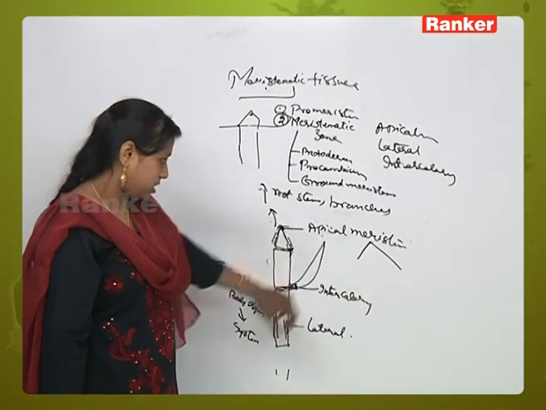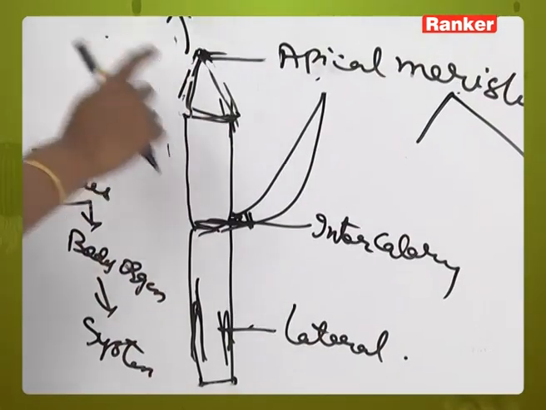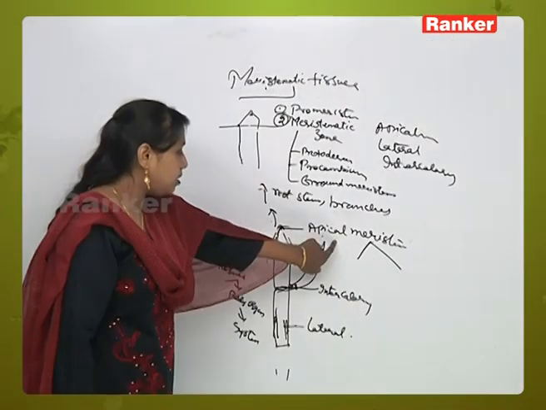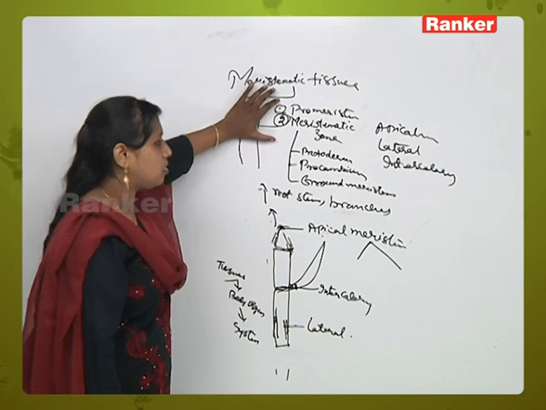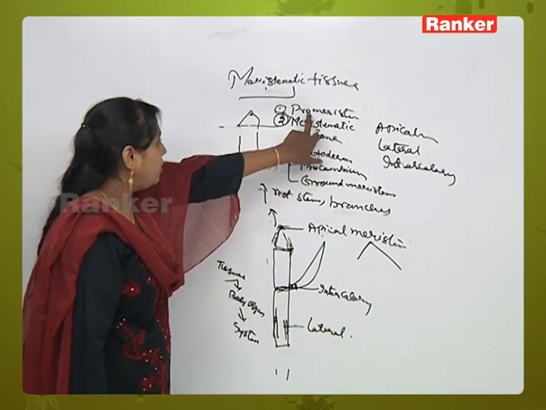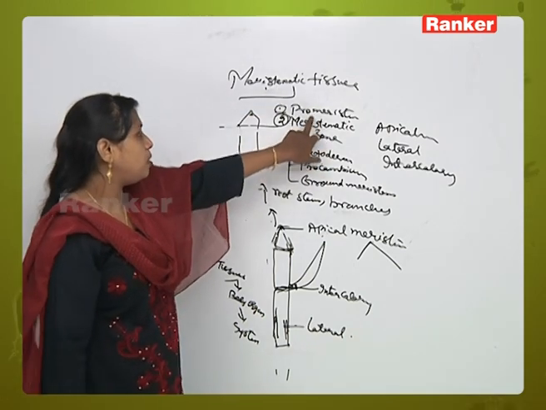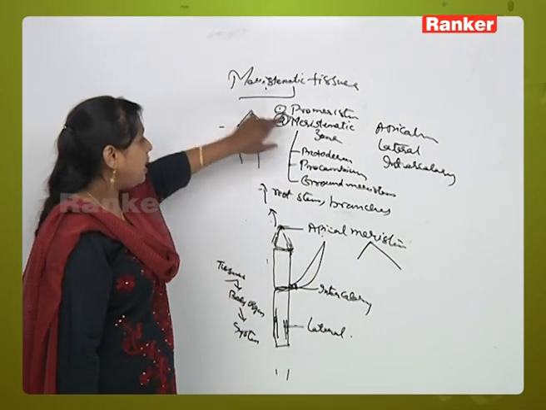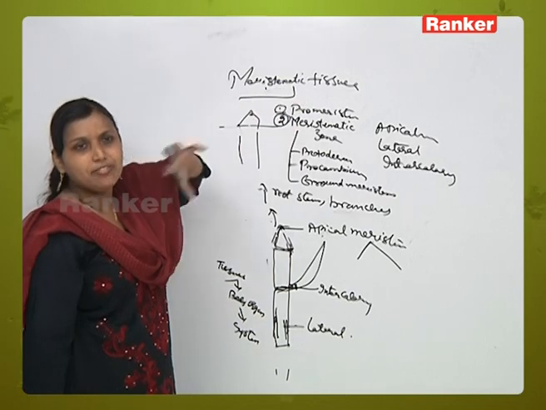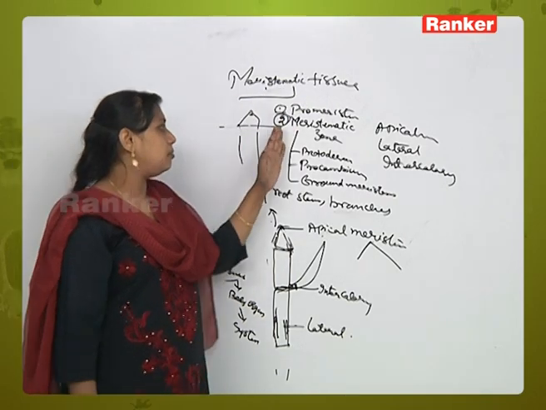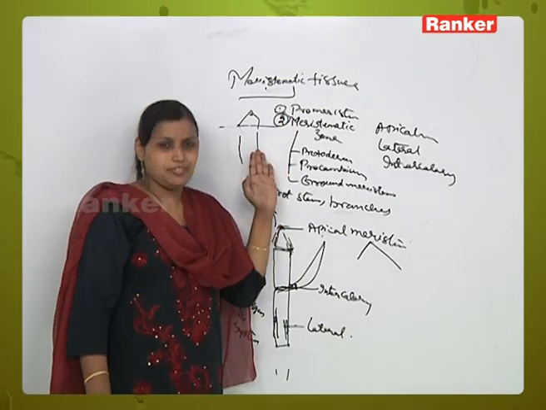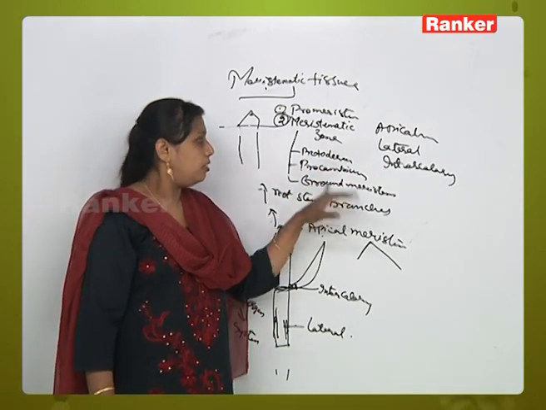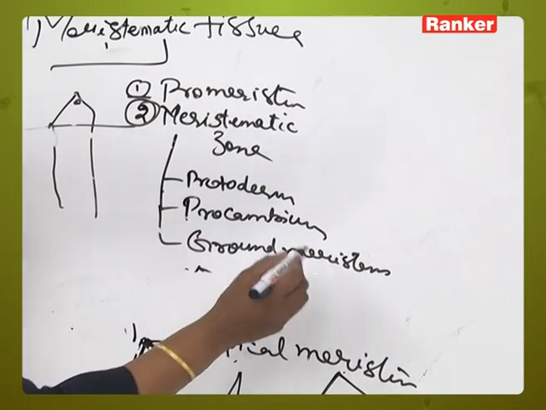In apical meristem, at the tip of all the roots, stems and branches, you will see the presence of apical meristems. This apical meristem has two parts, called promeristem and meristematic tissue. The promeristem has a group of dividing cells at the initials, and the meristematic zone helps in the dividing of the cells, and this meristematic zone is again divided into three parts: protoderm, procambium and ground meristem.